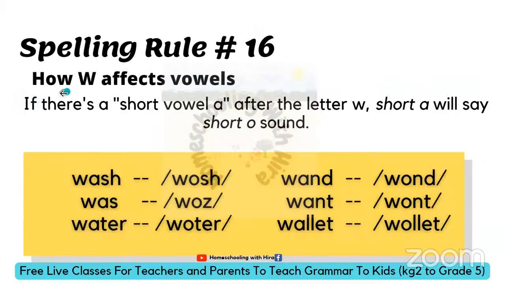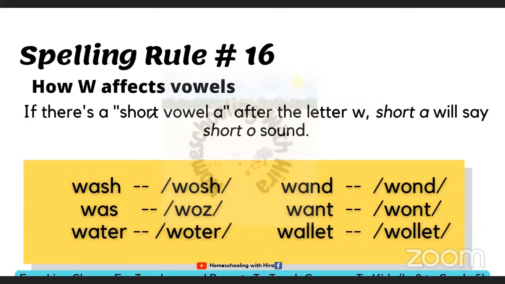Spelling rule for W. How W affects vowel. If there is a short vowel a after the letter W, short a says aw sound. This is something amazing about it. ठीक है, अगर W के बाद a है तो a aw sound करता है. Let's read this word. Wa, ash, wash.